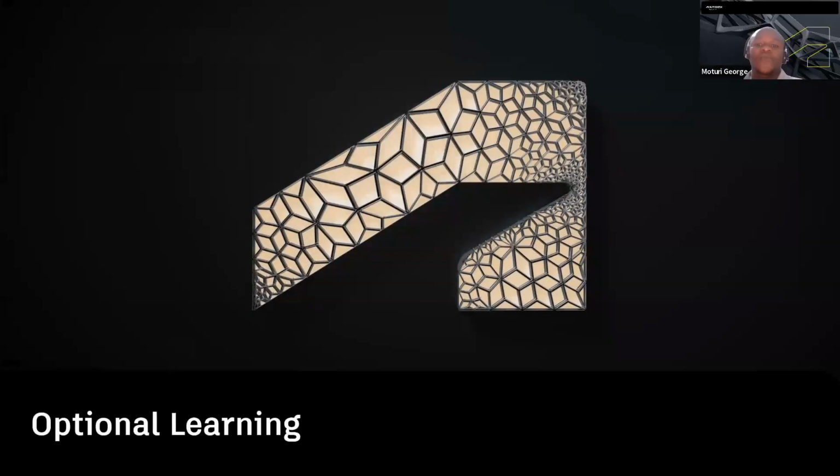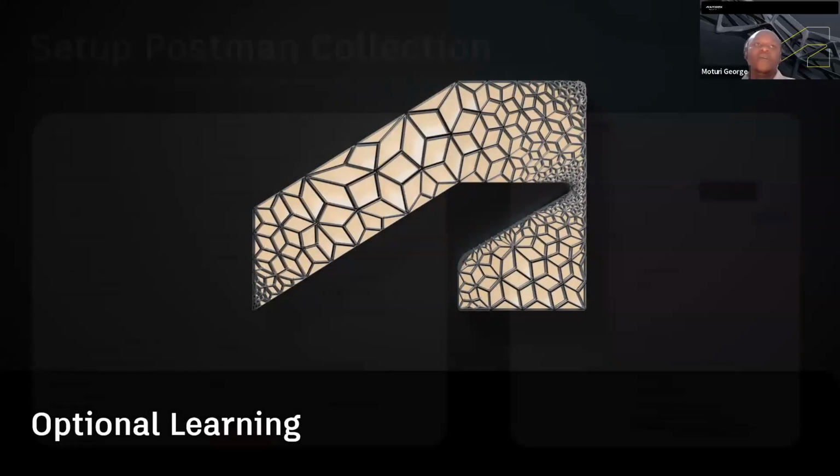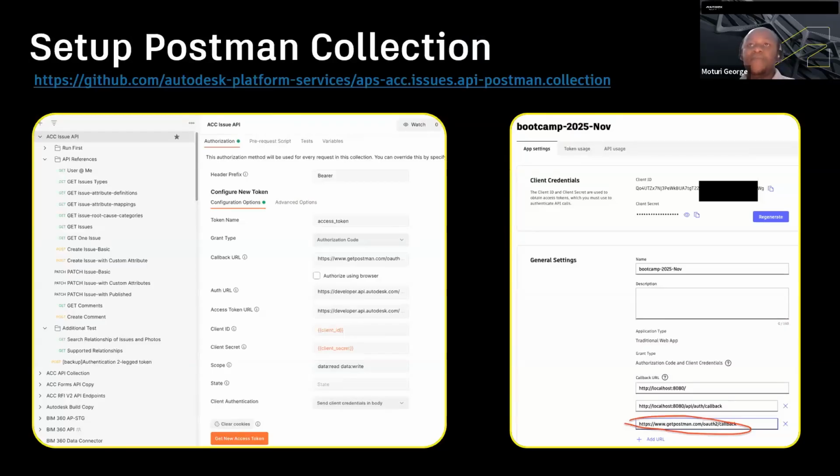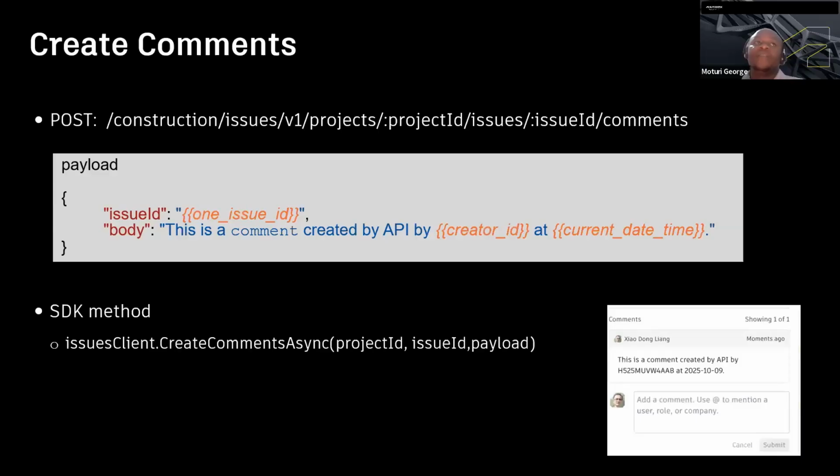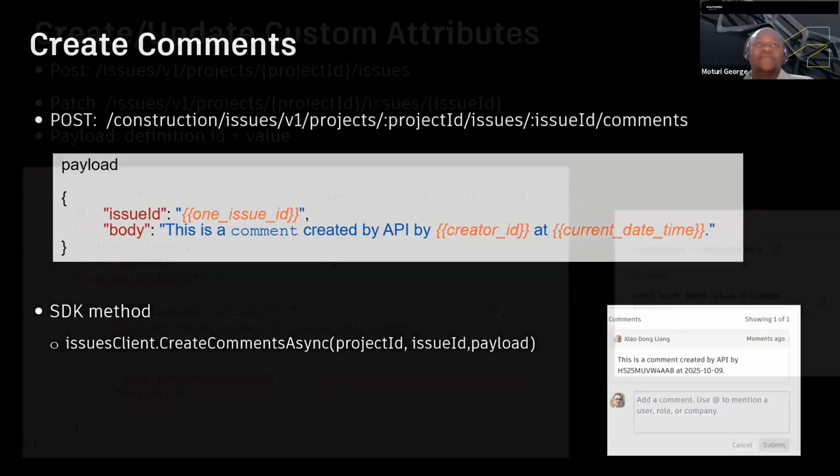There is optional learning. If you want to do optional learning, we shared a Postman collection. I showed you how to get a three-legged token. Of course, you need to add the Postman callback URL to your callback in the application. Then, as mentioned, you can create comments on each issue. We did create comments in the UI, that's the ACC dashboard. You can use the API to do the same. There's an SDK method to do that.